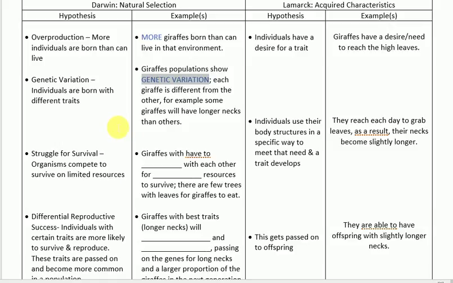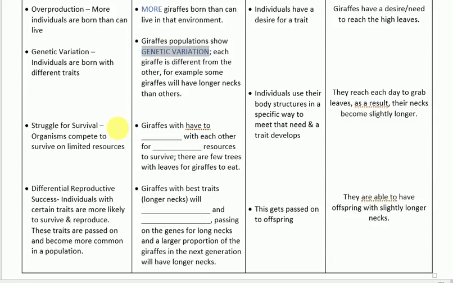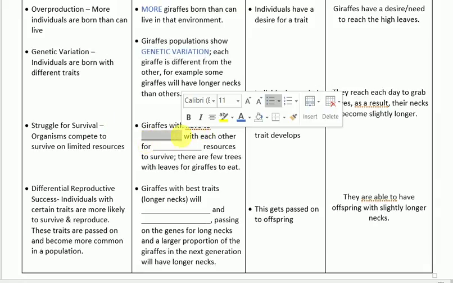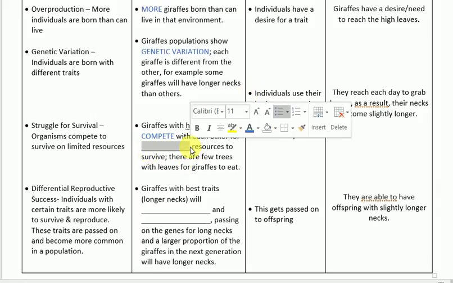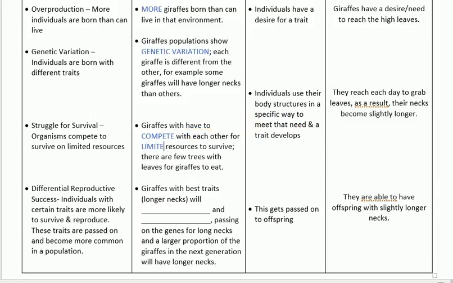His third hypothesis was the struggle for survival. Organisms have to compete to survive on the limited number of resources. So an example of that would be giraffes have to compete with each other for the limited resources to survive, and there are few trees with leaves for giraffes to eat.